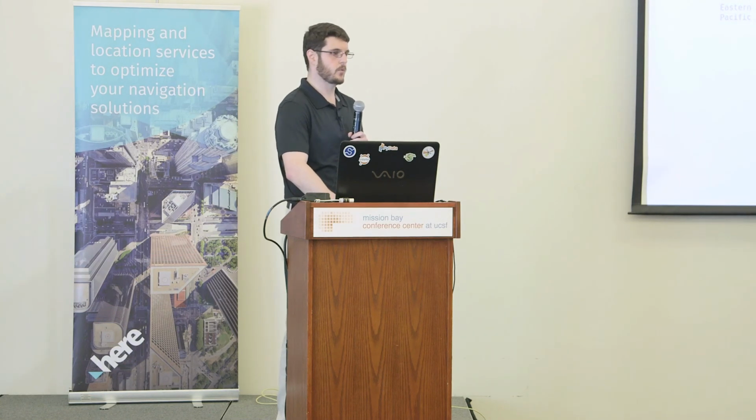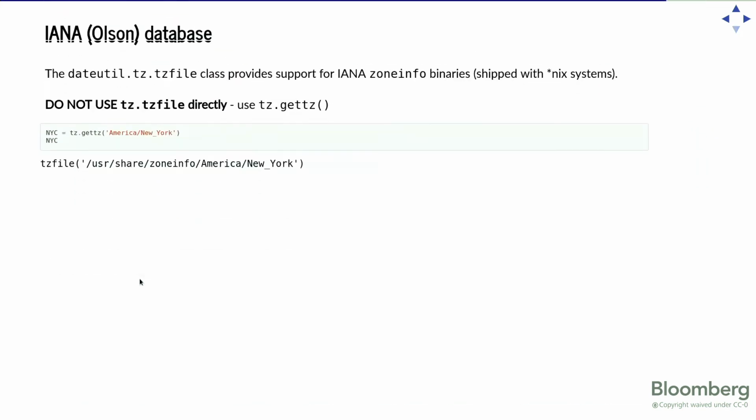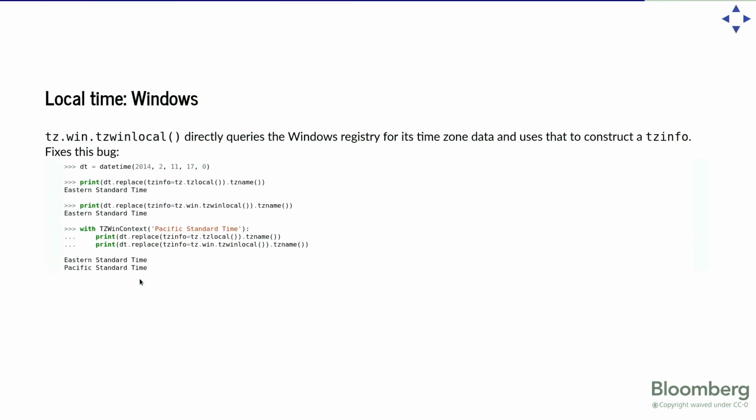But tzwinlocal will pick that up. So here, I changed the time zone to Pacific time. tzlocal still says Eastern time, but tzwinlocal picks up Pacific Standard Time. That said, tzwinlocal is not without its own bugs. So I guess the answer to that one is don't develop on Windows if you can avoid it.